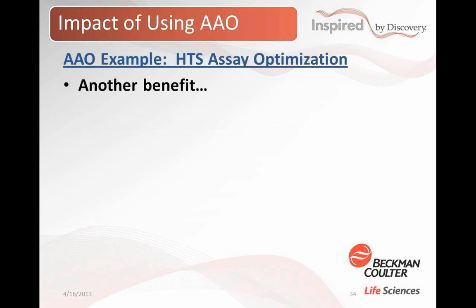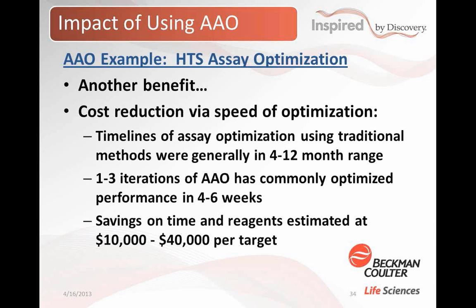Another benefit, and they got this by tracking several applications of AAO, is that they saw a cost reduction via the speed of their optimization. The timeline for doing an assay optimization using their traditional methods was generally in the 4 to 12 month range. They could do between 1 and 3 iterations of assay optimization using AAO in 4 to 6 weeks. They estimated the savings on time and reagent at between $10,000 and $40,000 per target.